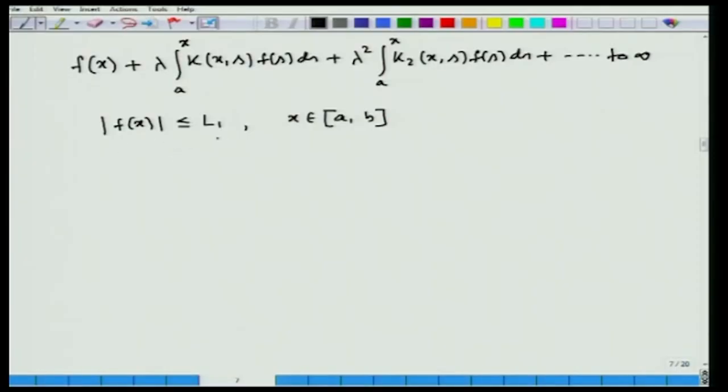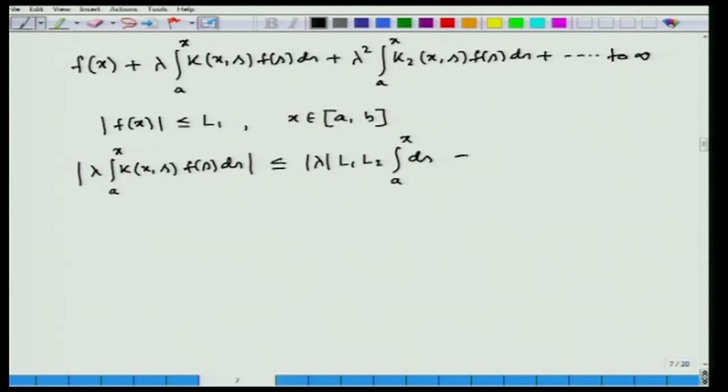Only one modification will come into the picture, that is the involvement of f(s) here inside this integral sign. And here, first of all, if modulus f(x) is less than or equal to L1, then we can write modulus lambda integral a to x k(x,s) f(s) ds is less than or equal to modulus lambda, for this f(s) it will be L1, for modulus k(x,s) it will be L2, and then integral a to x ds. So, this is equal to modulus lambda L1 L2 (x minus a).